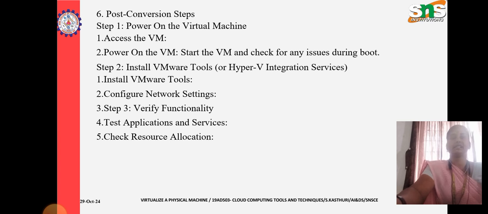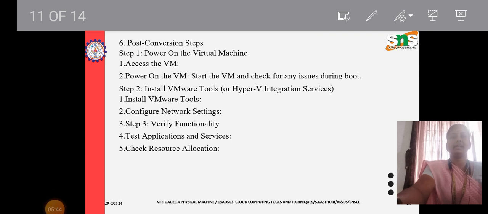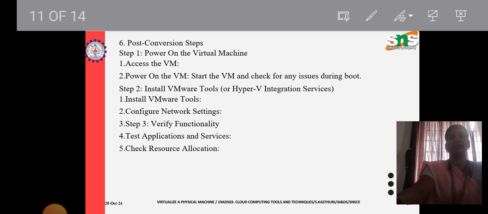Configure network settings. Adjust network settings as needed to ensure connectivity. Next one is to verify network functionality. Test applications and services. You have to ensure that all applications and services are running as expected. Check the resource allocation. Monitor the CPU, memory and disk usage to ensure optimal performance.